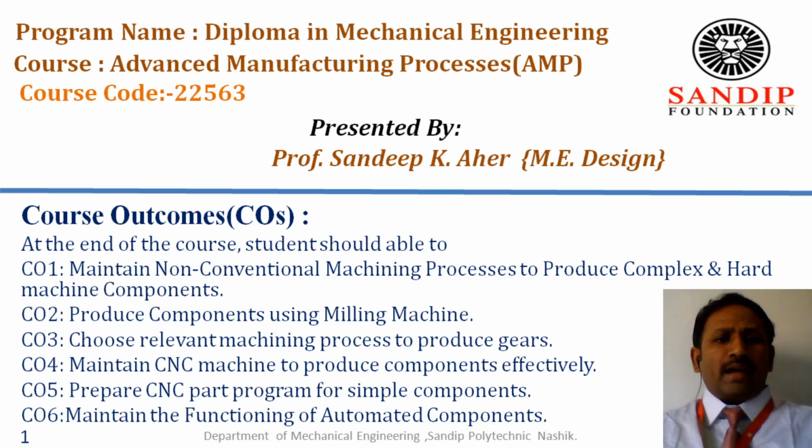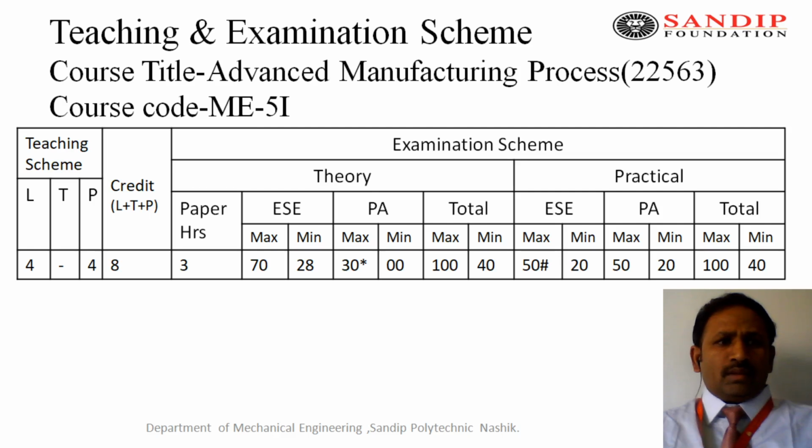First, let me make clear what advanced manufacturing process is. Let me first explain what exactly a manufacturing process is. Manufacturing process was already studied in the lower semesters: the raw material is converted into a finished product. That is a simple definition. Now, advanced means a modified version of the existing manufacturing processes as per Industry 4.0. That is the advanced manufacturing process.